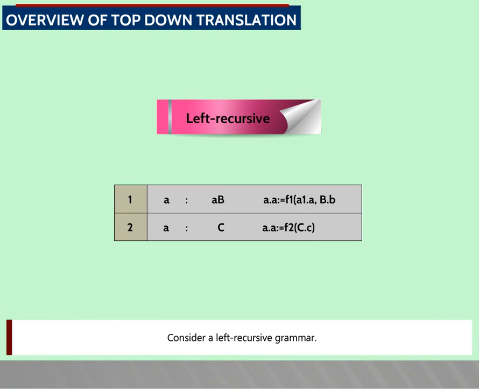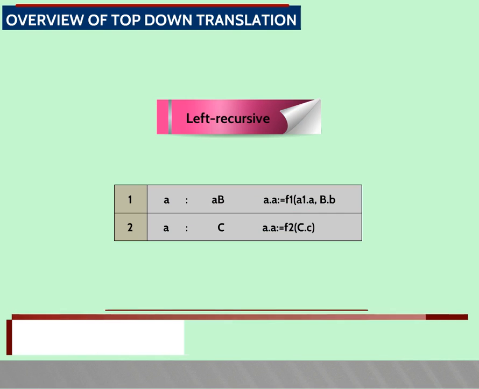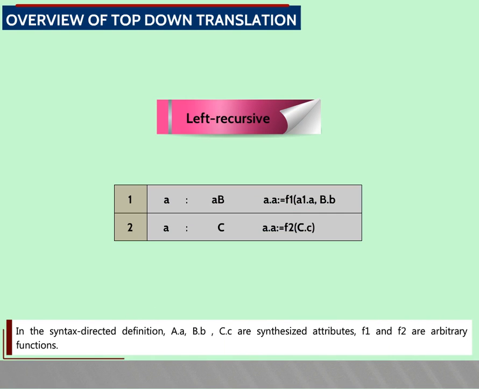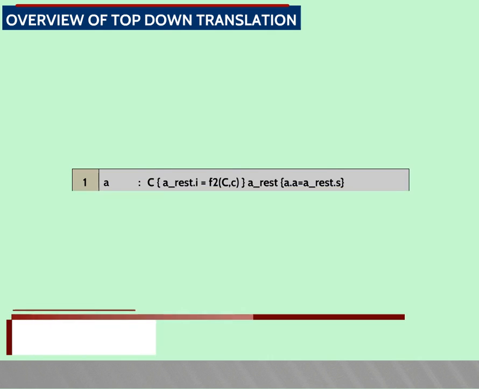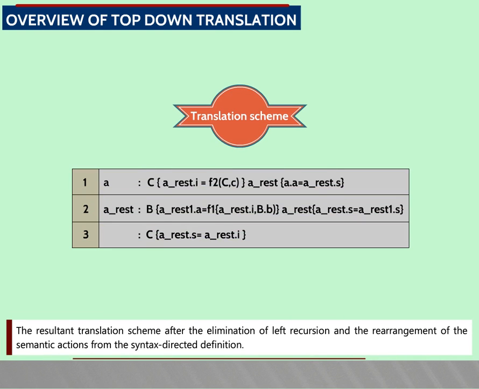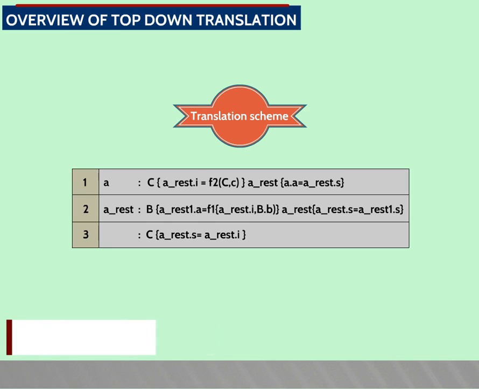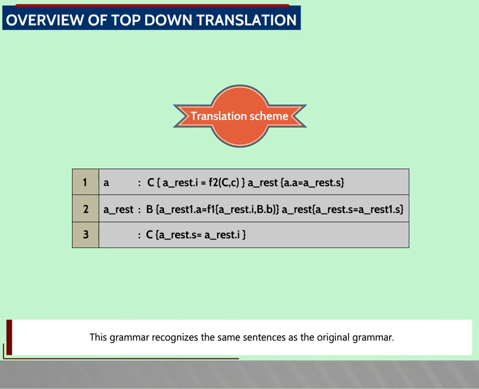Consider a left recursive grammar. In the syntax directed definition, A.a, B.b, C.c are synthesized attributes. F1 and F2 are arbitrary functions. The resultant translation scheme after the elimination of left recursion and the rearrangement of the semantic actions from the syntax directed definition. This grammar recognizes the same sentences as the original grammar.